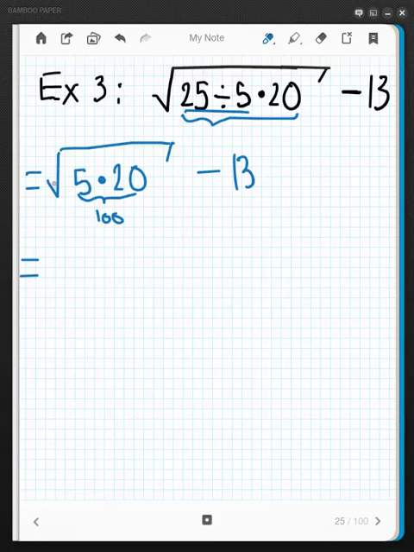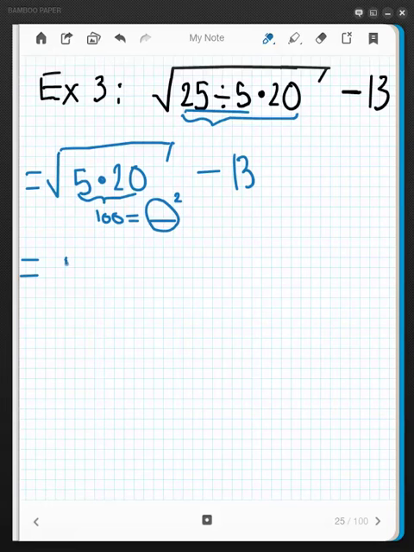Now remember, a square root, this radical symbol here, when there's no index out here, it's a square root. This means that I'm looking for a number that when I square it, it equals that 100. So I'm looking for this number here.